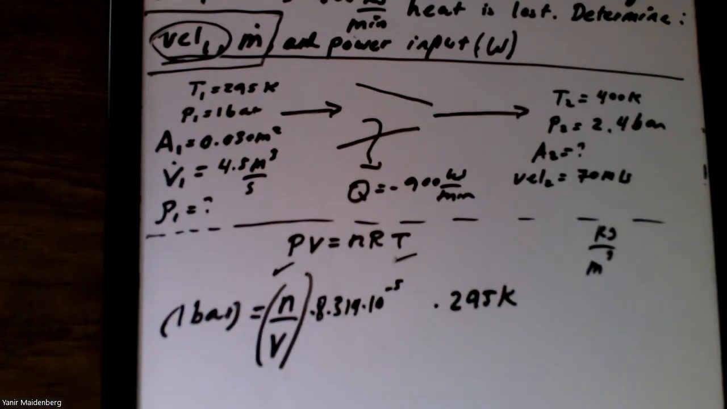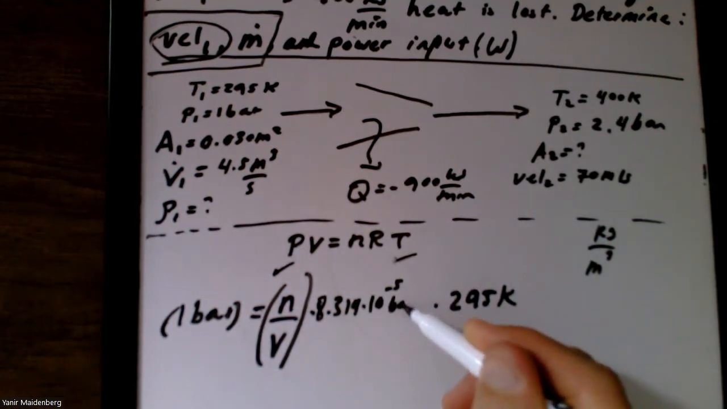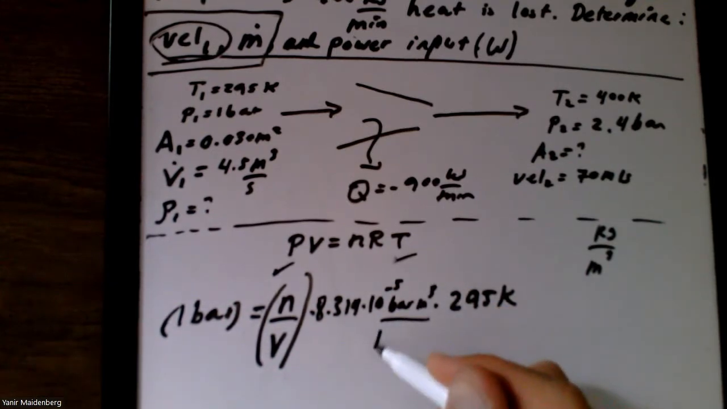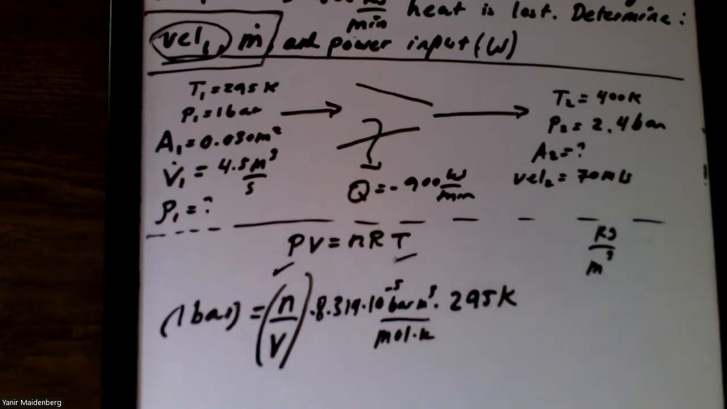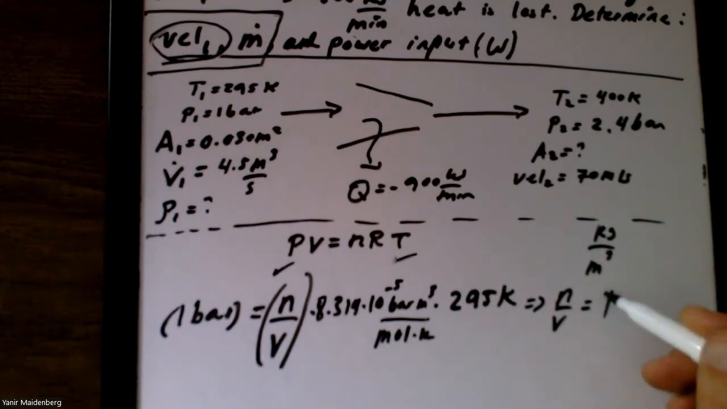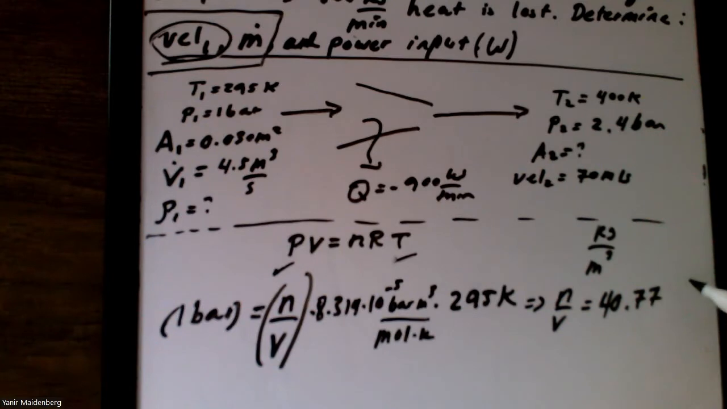8.314 times 10 to the minus fifth, in bar meter cubed divided by mole Kelvin. Meaning, when I solve this for n over V, I will get moles over meters cubed. And indeed, I do. So when you solve for n over V, you get that n over V is 40.77 moles per meters cubed. Okay.